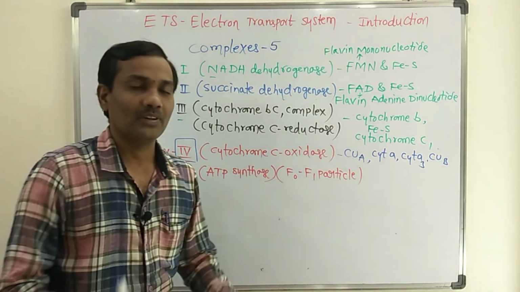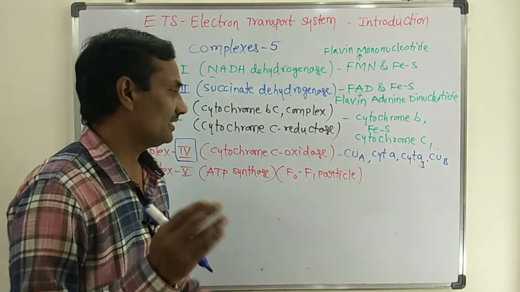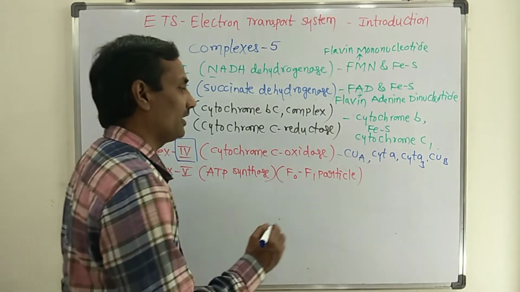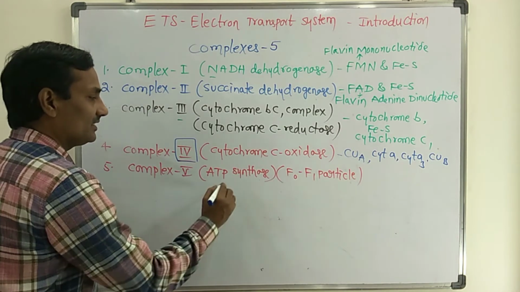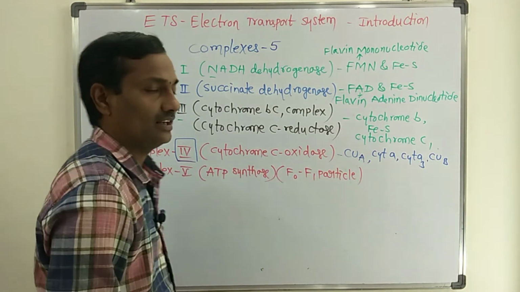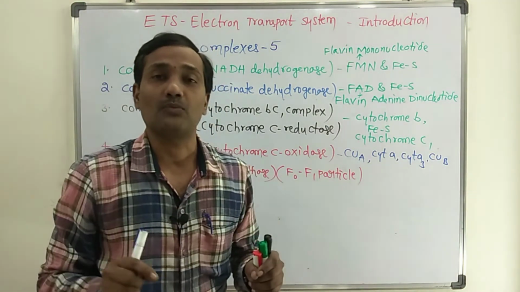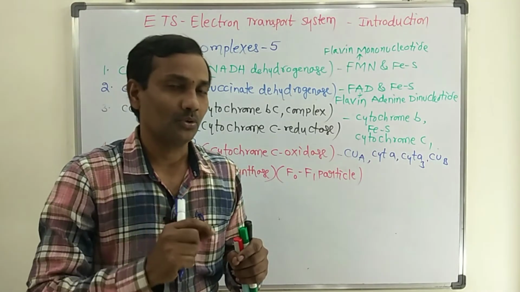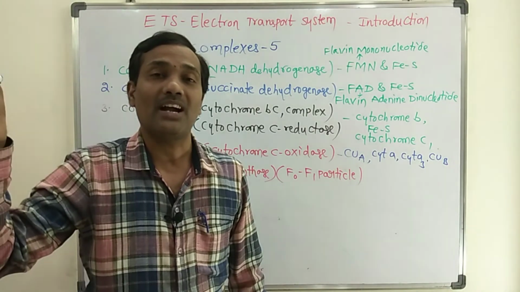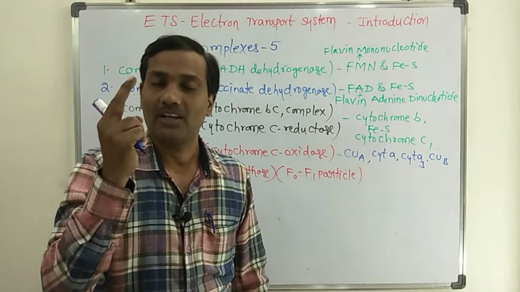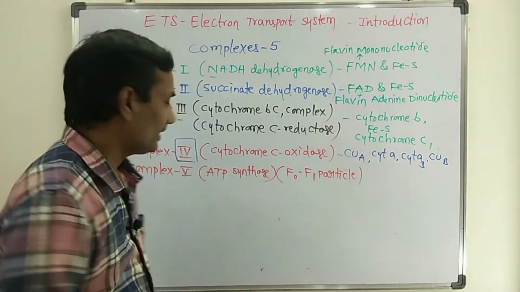Complex 5, ATP synthase, consists of F0 F1 particles which help in transport of protons. Due to transport of 2 protons from the perimitochondrial space to the matrix, it leads to formation of 1 ATP. That is complex 5.